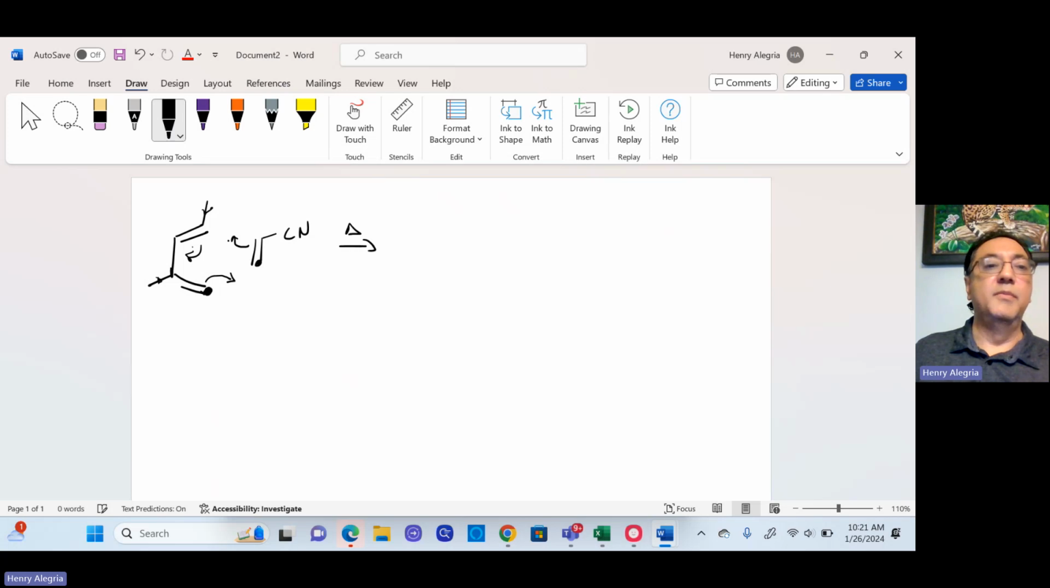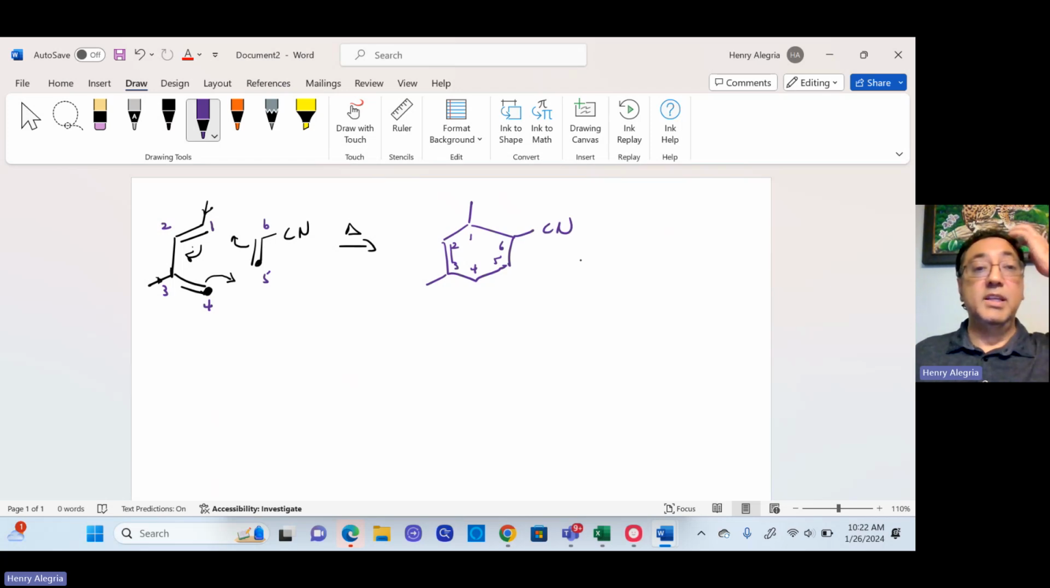When I do warming, again, keep tabs of your carbons when you're starting out so that you don't miss anything. So I get my 6-membered ring. So 1, 2, 3, 4, 5, and 6. 1 has a methyl group. The double bond is between 2 and 3. 3 has a methyl group, and 6 has your cyano. So that would be the product that you would end up getting there.